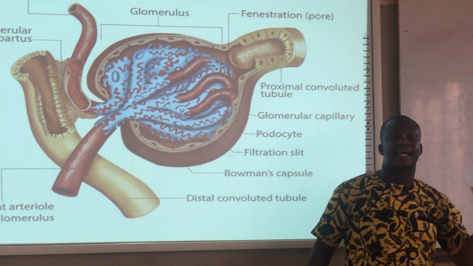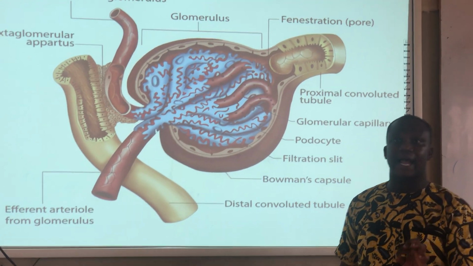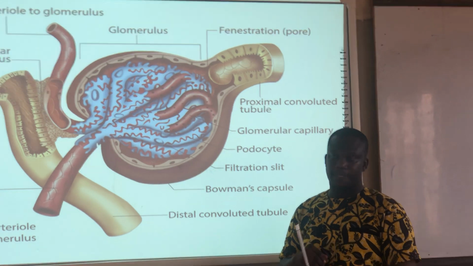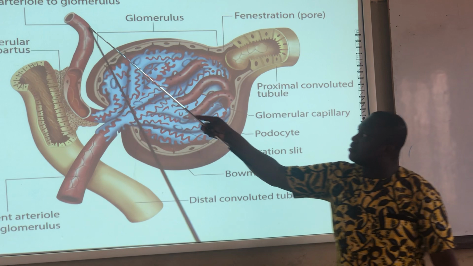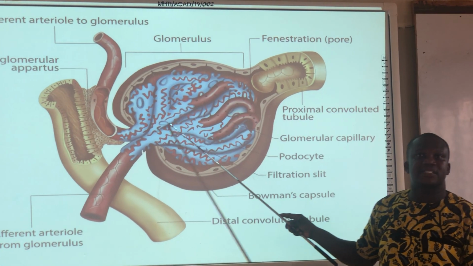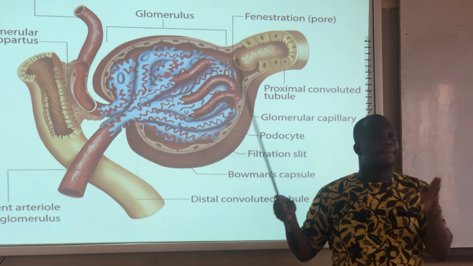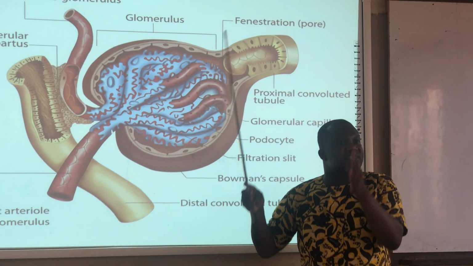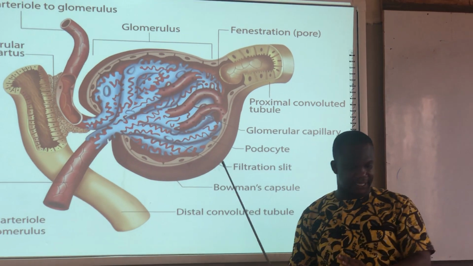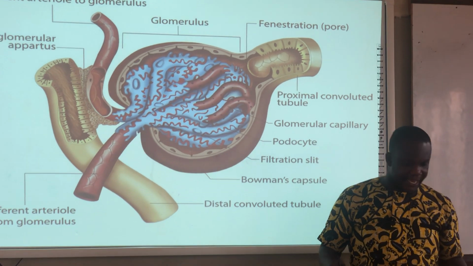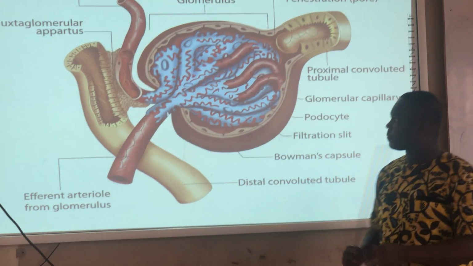Now, let's look at the factors that also determine filtration pressure. One of the factors that determines filtration pressure is the pressure difference between the glomerular capillaries. When the pressure within the glomerular capillaries is negative, it will affect the filtration. When it is the normal pressure within the capillaries, it will also affect it, either positive or what? Negative.